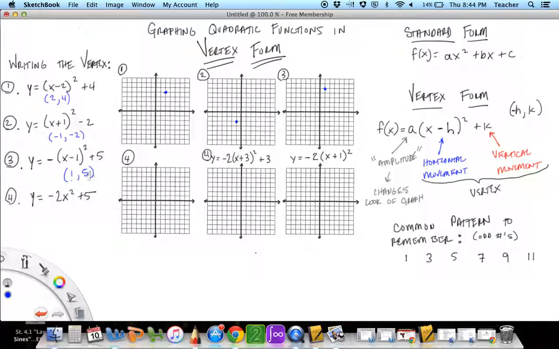Similar to when we graph linear equations, this is going to affect vertical movement, similar to what it did on the y-intercept of a linear equation. So you can see connections between functions as we move along.